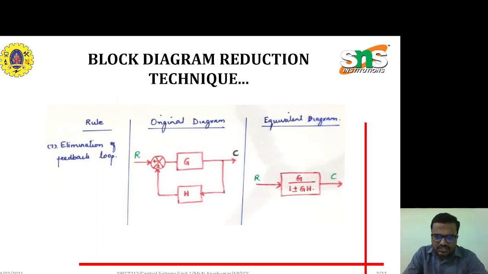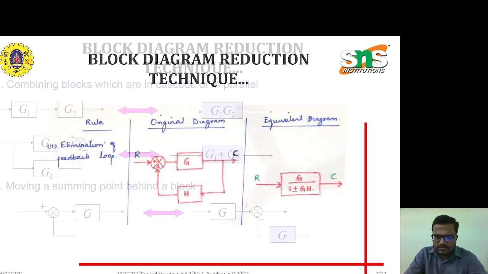Next one is elimination of the feedback block, because it is one of the factors by which we reduce the number of blocks in the diagram. In order to eliminate the feedback at the summing point, we have to consider G by 1 plus H, because we have to eliminate this block H. Already it is known that it is plus or minus, so we consider plus or minus. G into H is a multiplication product, because we give the output towards the end by using this feedback block. So it is G by 1 plus or minus G into H.